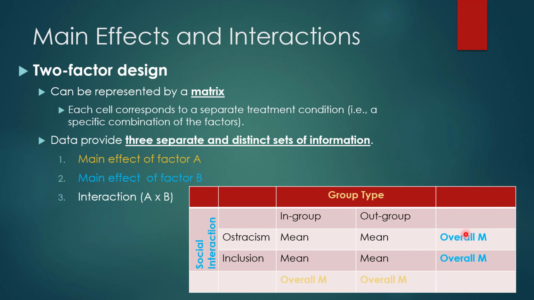For our main effect of factor B, we're comparing the row means. So here, yes, we have means for each condition, and then across group type, we have an overall mean for ostracism, and we have an overall mean for inclusion, regardless of which group type they were in. And we compare these two means, the total row means, to see if we have a main effect of factor B. And we look at the differences between these sets of means to determine if we have an interaction.